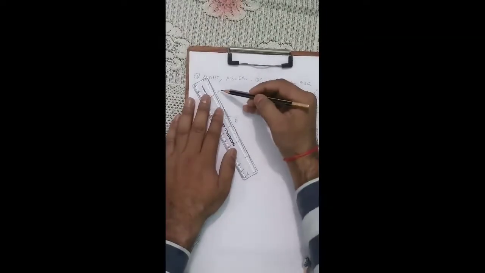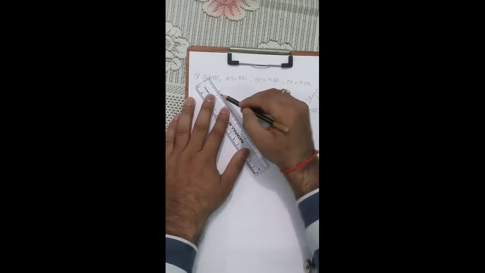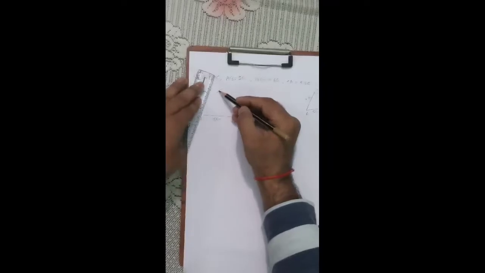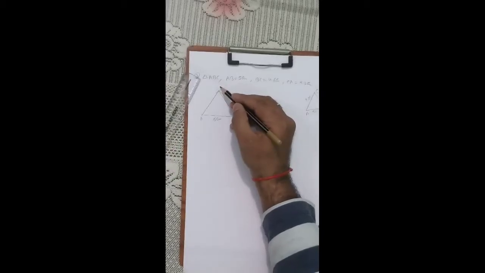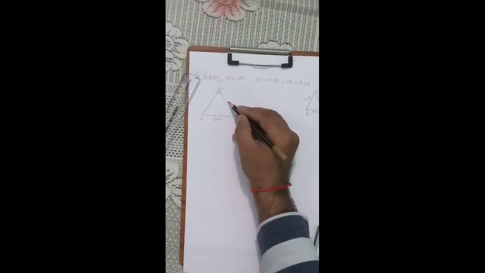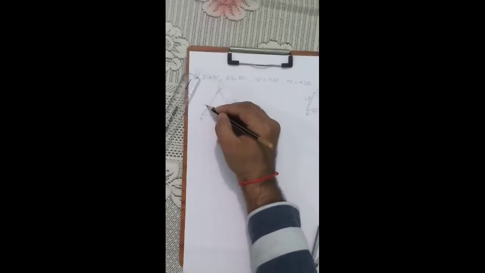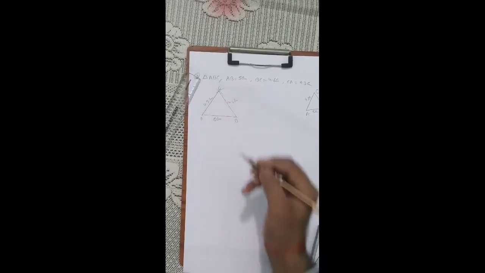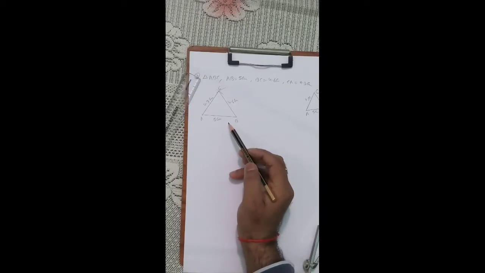Now with the help of a scale, this intersection of arcs will be joined with B and also joined with A. Understood? So this point is C. Now write down the measurements here. Understood how you will draw the triangles if all the three sides are given?